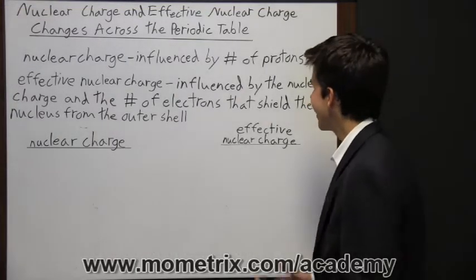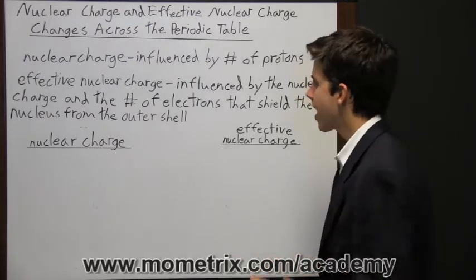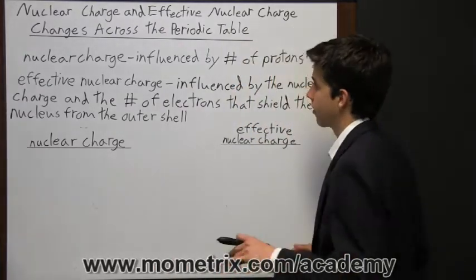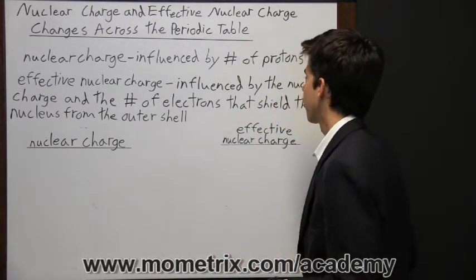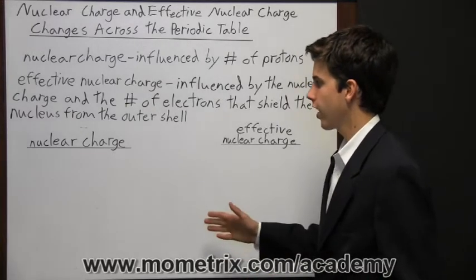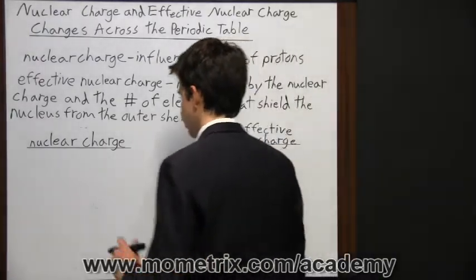Nuclear charge is influenced, or mainly influenced, by the number of protons. Now, we're also going to take a look at effective nuclear charge, which is influenced by the nuclear charge and the number of electrons that shield the nucleus from the outer shell. So let's go ahead and look at the nuclear charge in relation to the periodic table of elements.